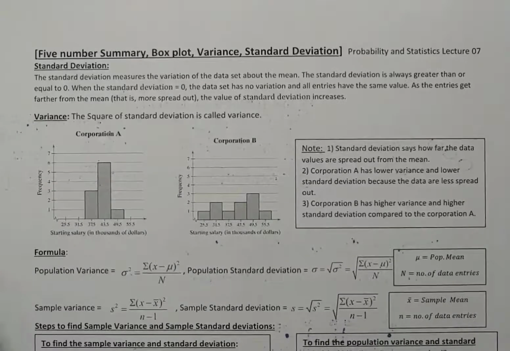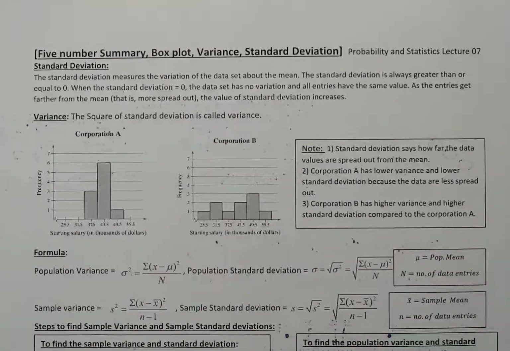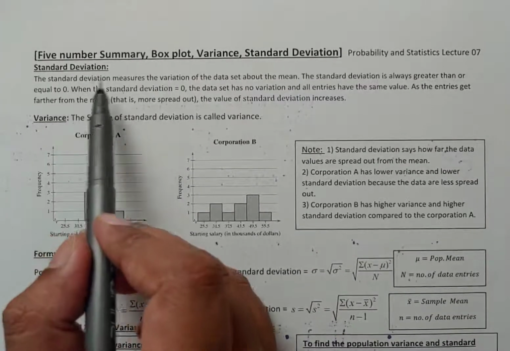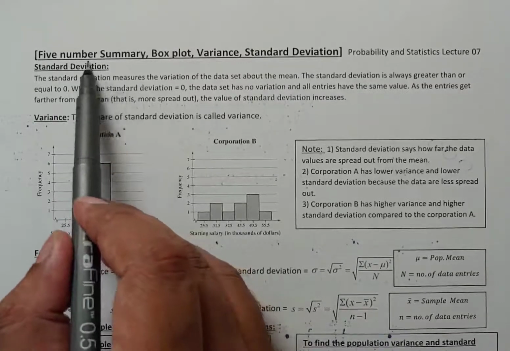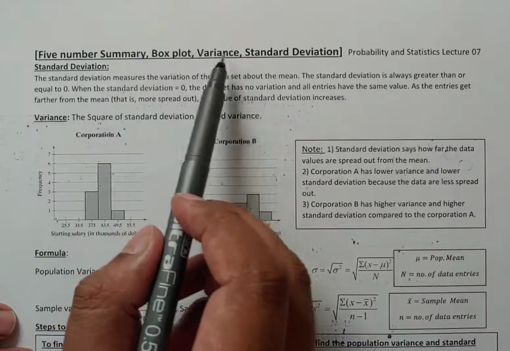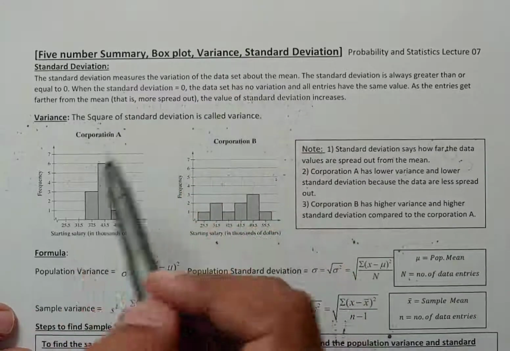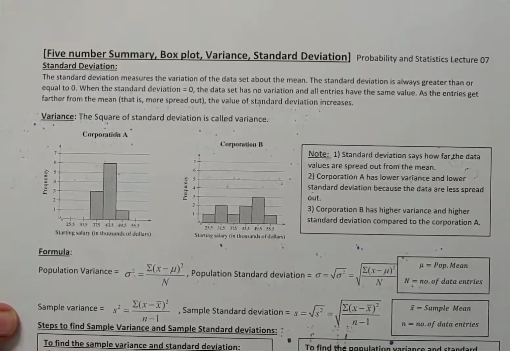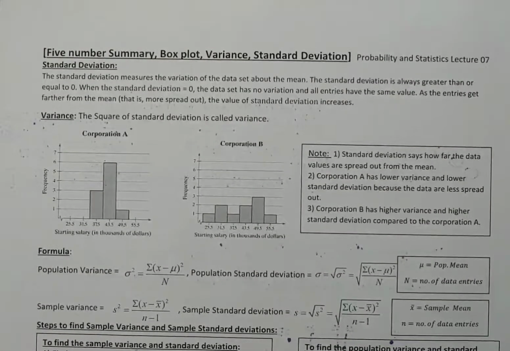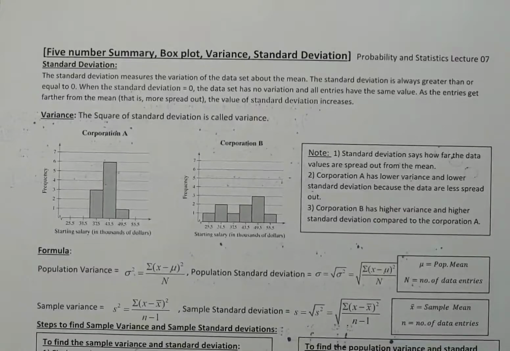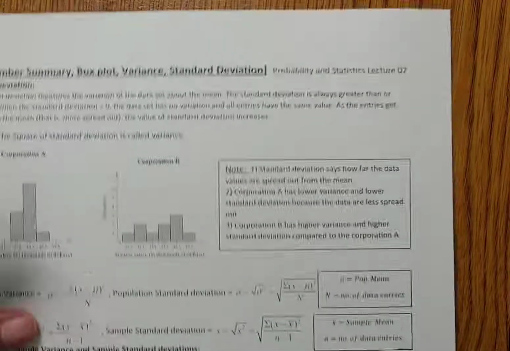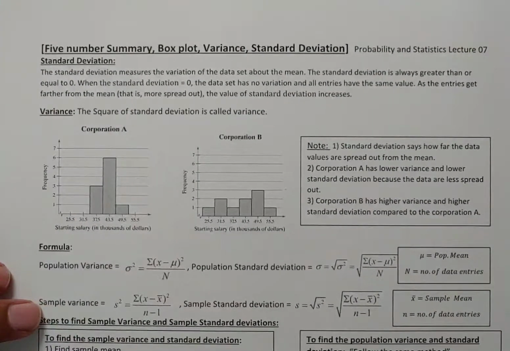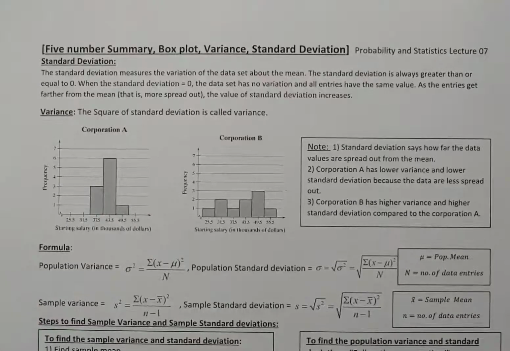Okay, in this page we have the standard deviation. We find the standard deviation. We did a 5-number summary box plot, and now we do variance and standard deviation in this part of the lecture.